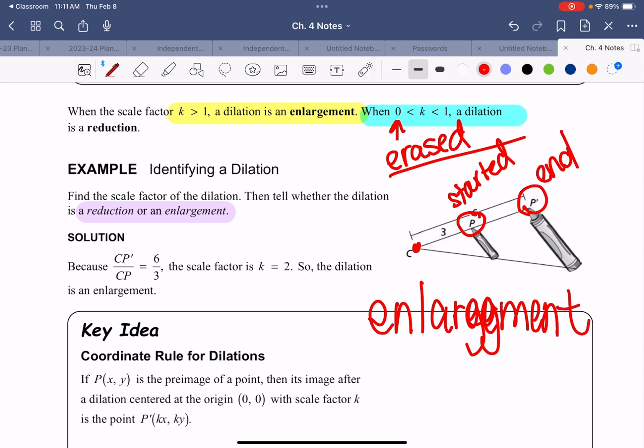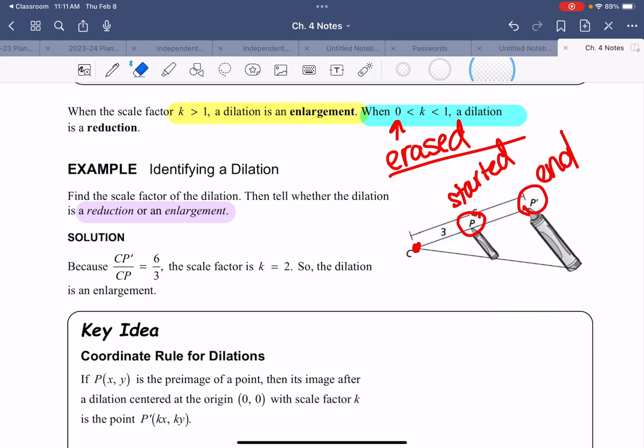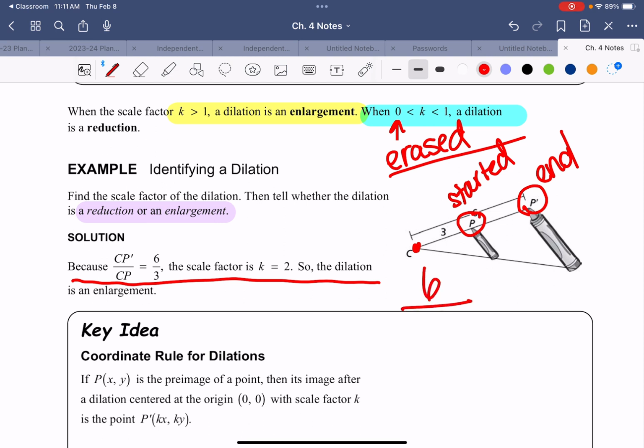Now they're wanting the scale factor. So for the scale factor, you can see it right here. It says put CP prime over CP. So the length of CP prime is 6 and the length of CP is 3. That's going to give me a scale factor of, I can't do my math, 2. Now, here is the number one problem students make. They don't know which number goes on top and which number goes on bottom. And I make this mistake all the time.